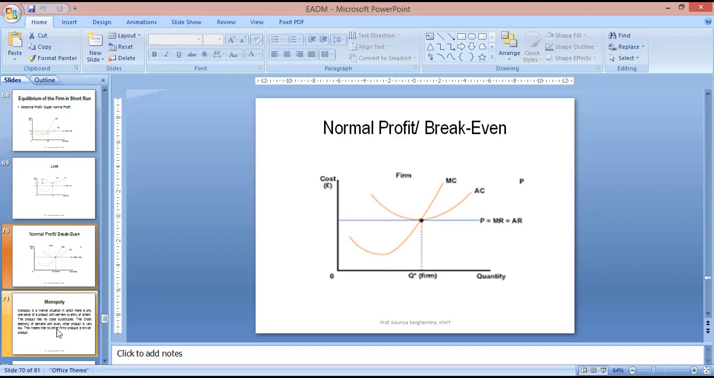When AR is greater than AC, the firm will get abnormal profit. When AR is less than AC, then the firm will suffer loss. If AR is less than AVC, the firm will stop the production.